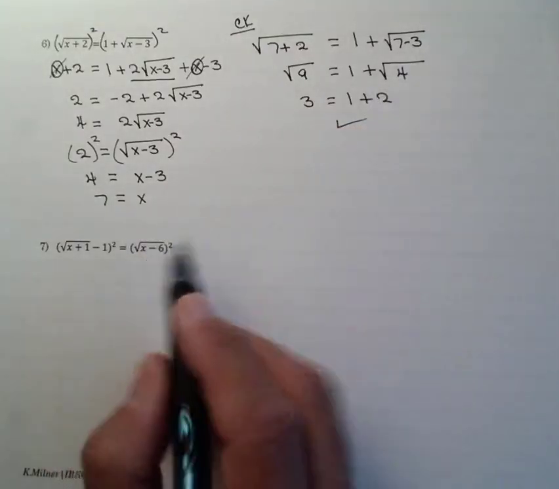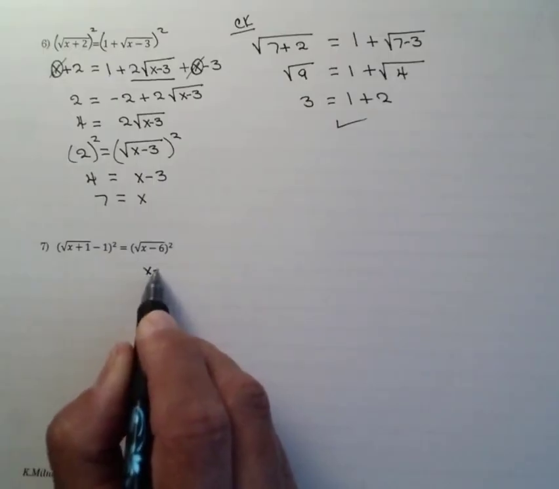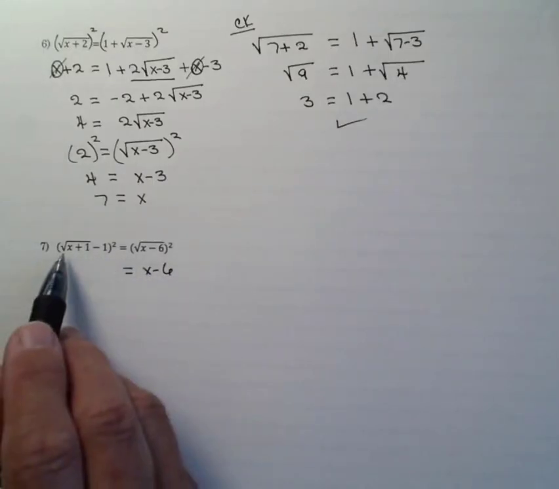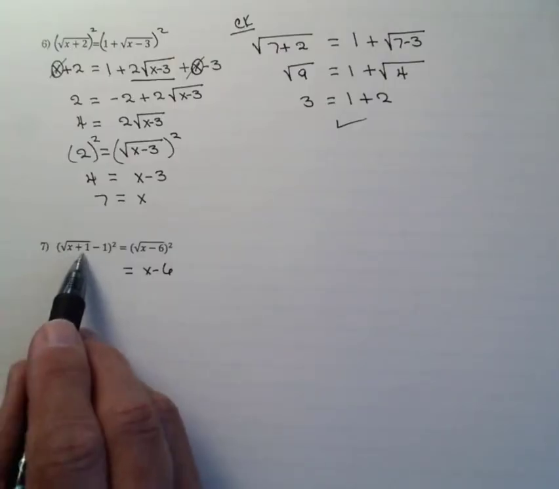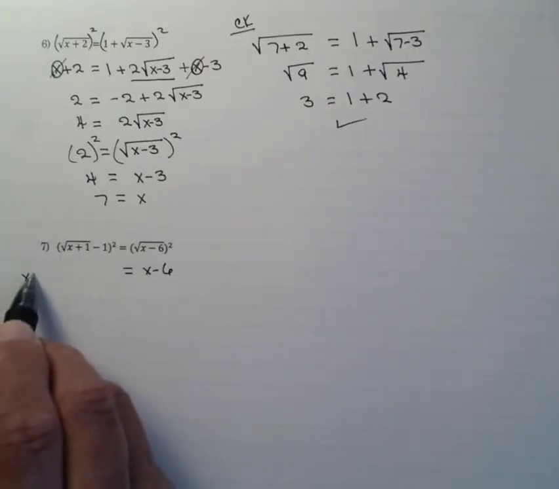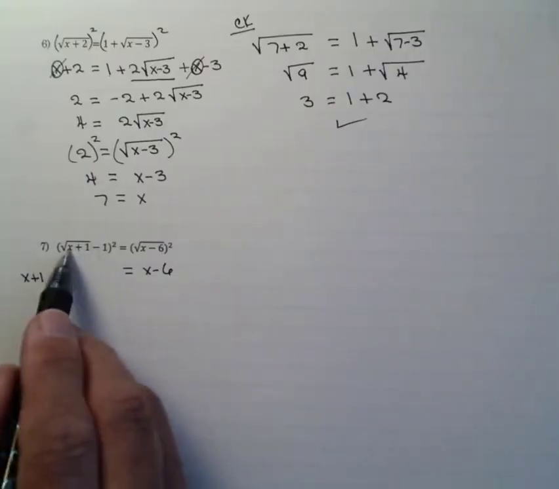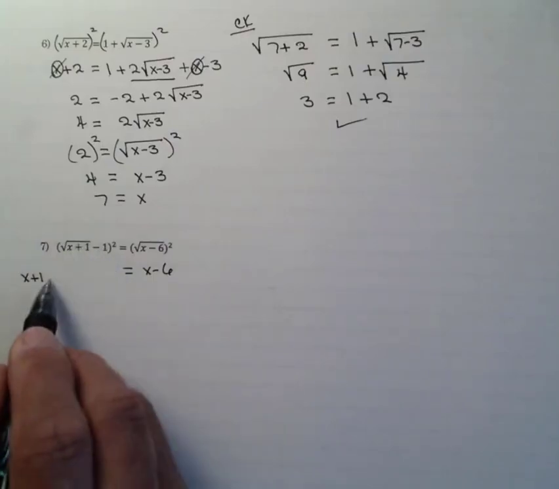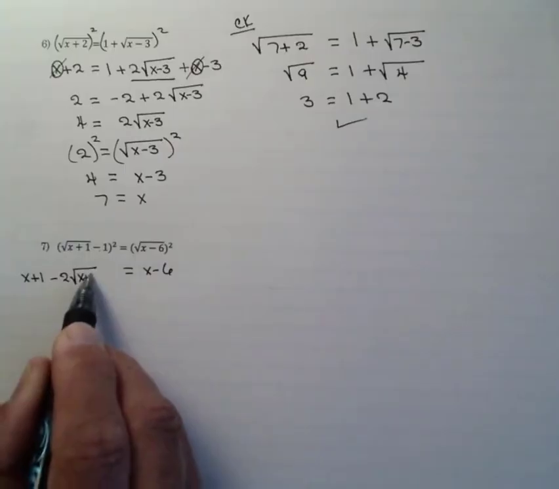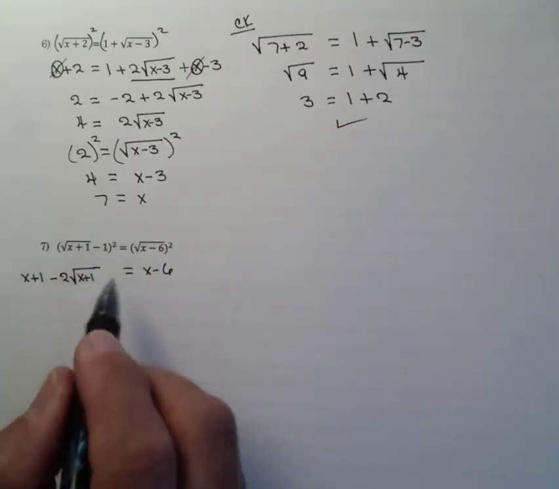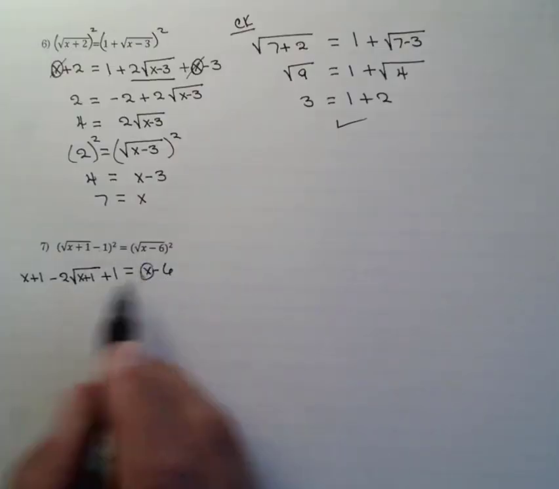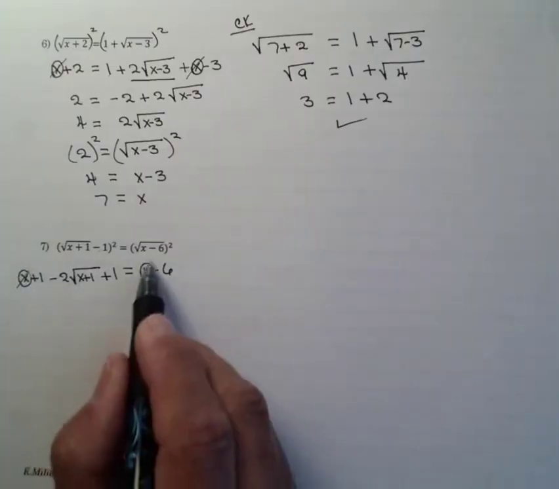So when I square this side with the radical, basically I get rid of the radical. But this time I'm going to have to FOIL. So I'll say square root of x plus 1 times itself. Well, that will be squaring it, right? So it'll give me x plus 1. And then when I multiply the two terms together and double it, I'll have a negative 2 times the square root of x plus 1. And when I square negative 1, I have a positive 1. Okay, x on both sides, right? So let's go ahead and eliminate those.